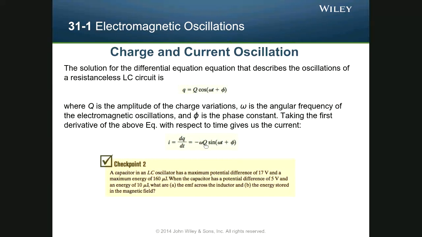Okay? So if you want to check that this is a solution of the differential equation we just talked about, you want to solve for q, solve for dq/dt, and you're going to want to take the second derivative of this, right? So let's do that. Let's calculate dI/dt, just for fun. So dI/dt is going to be minus omega squared Q cosine omega t plus phi.